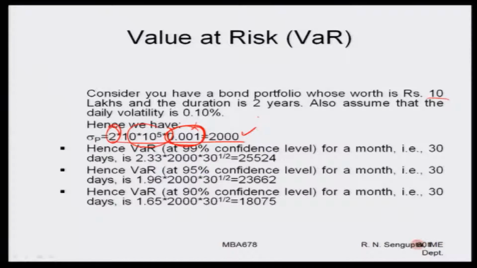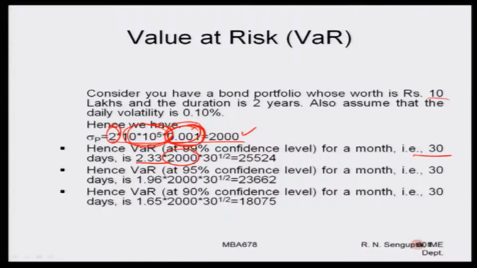So, this is not VaR, this is the standard deviation of the overall portfolio. 2 is the number of years, this is the value of the bond which you have, and this is the volatility which you have. Hence, what would the VaR for a 1 month level be? At 99% it would be 2.33, the standard deviation shift, plus or minus 2.33.